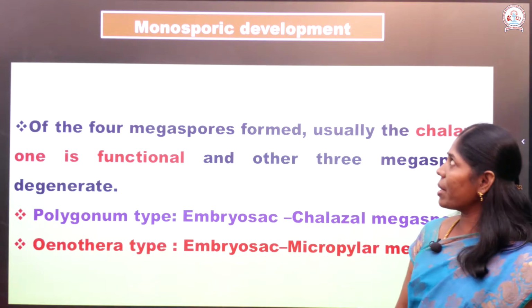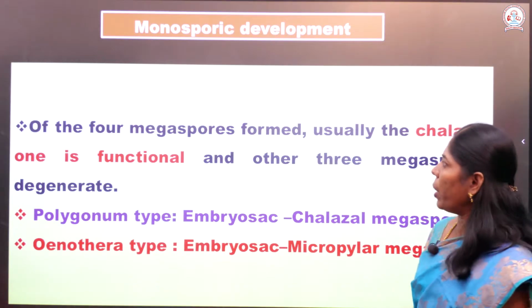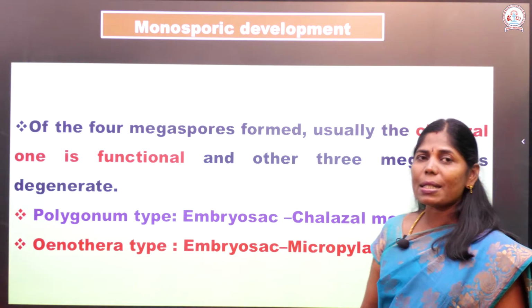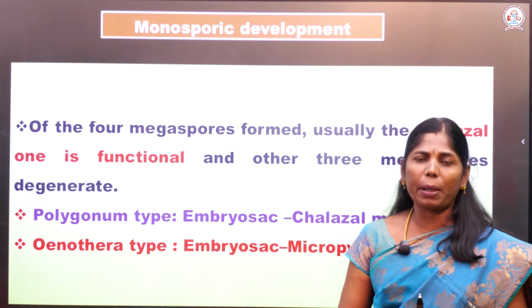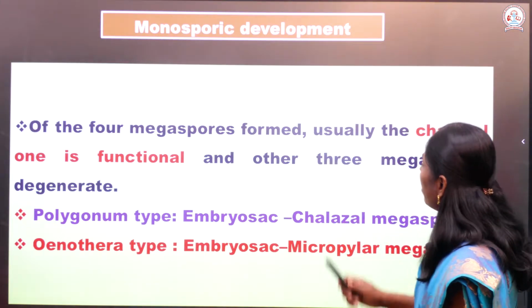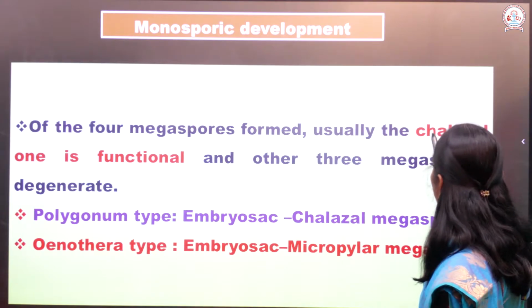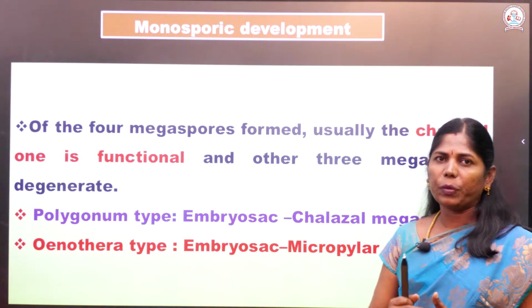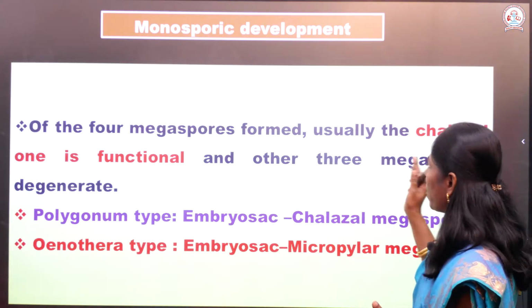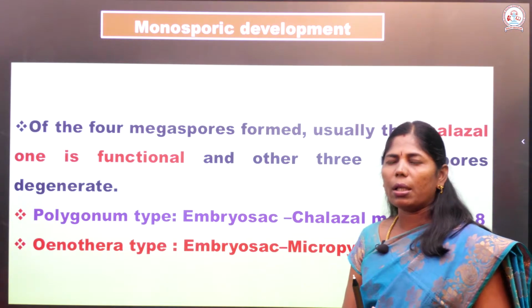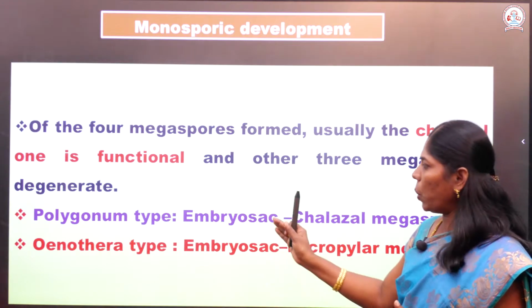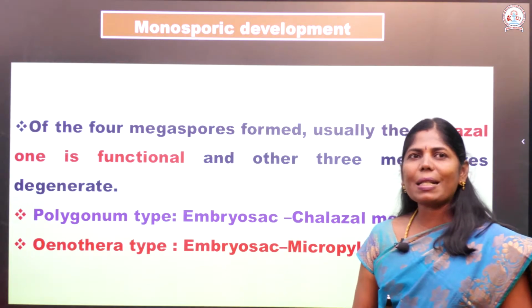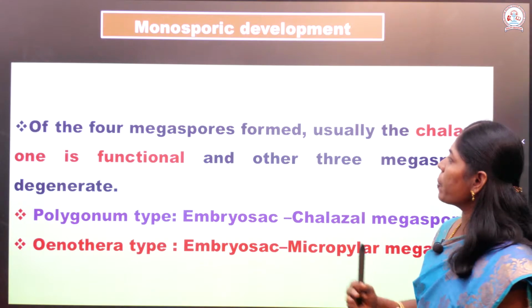First we are going to see the monosporic development. Monosporic development means there are 4 haploid megaspores, and one is the functional megaspore. The functional megaspore is present at the chalazal end. The remaining 3 megaspores degenerate. It has a few types: the Polygonum type and the Oenothera type, which we can see under monosporic development.